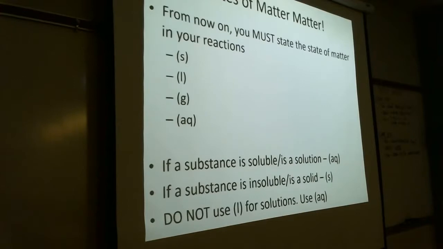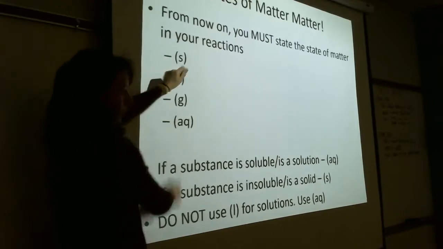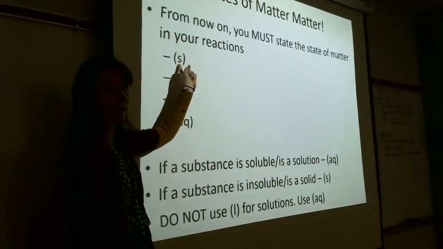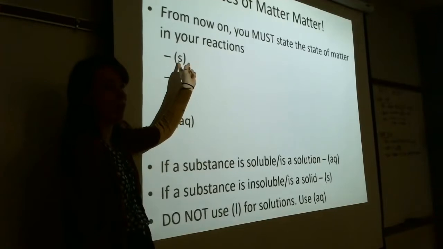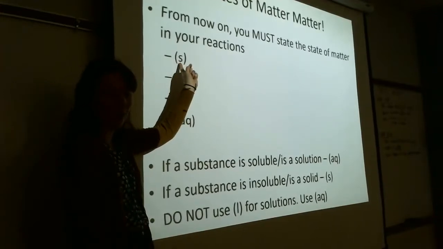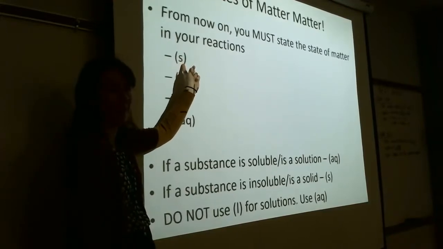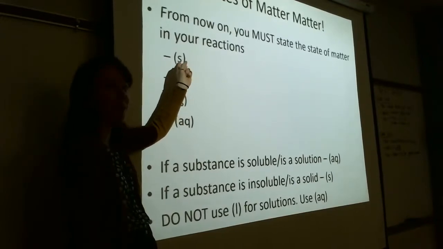From here on out, you need to write the state of matter in all of your equations. The ones that get people in most trouble are when to use liquid and when to use AQ. Oh, and S gets people in trouble too. What does S stand for? Solid. I have so many people who tell me S stands for soluble. They'll look at their solubility rules and say it's soluble, and so they'll put S next to it. That's not what it means. S stands for solid. So you put S next to a precipitate.